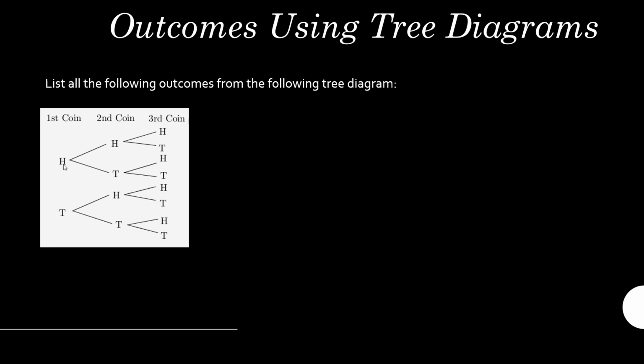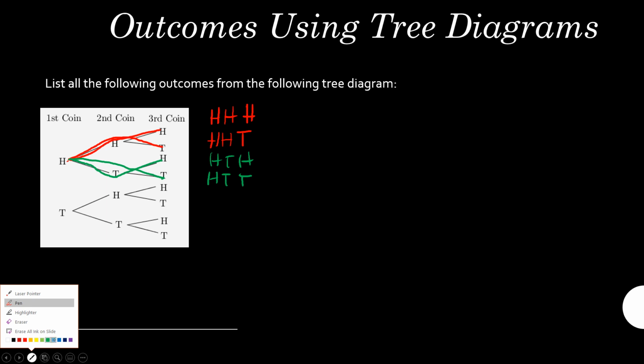Okay, so I'm going to start back here at this head, and I'm going to follow it. So I have heads and heads. So my first one is heads, heads, heads. My second one, I have to hit this T, so I'm starting here, going up and down to tails. So I have heads, heads, tails. For the next one, I could start here and go down, heads, tails, heads. Or I could go heads, tails, tails. Again, I'm just following every single branch up and down every which way.